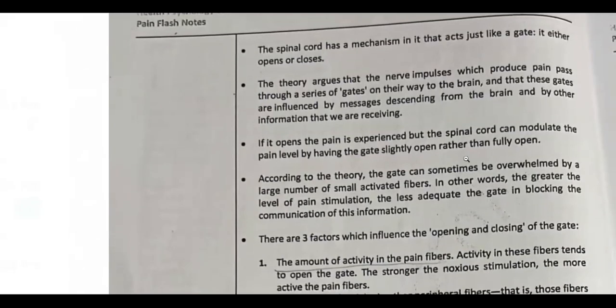So if it opens, the pain is experienced, but the spinal cord can modulate the pain level by having the gate slightly open rather than fully open. According to this theory, the gate can sometimes be overwhelmed by a large number of small activated fibers. In other words, the greater the level of pain stimulation, the less adequate the gate in blocking the communication of this information. So they're saying if it pains a lot, you won't be able to stop the gates from opening. They will eventually open. So if someone literally bursts their head into a tree, there is no way that you're stopping the gates. It will hurt no matter what.